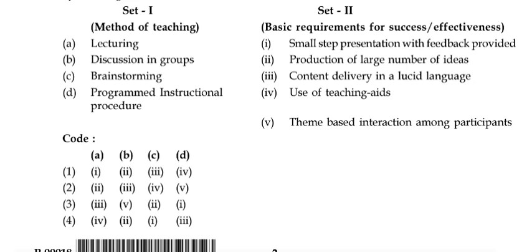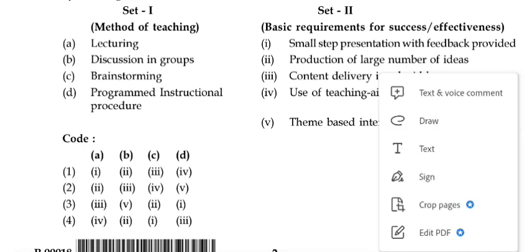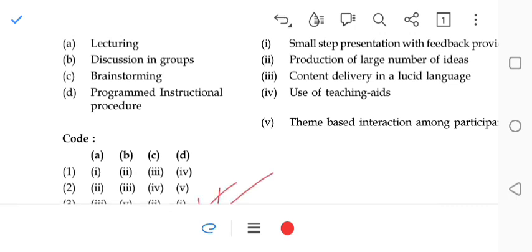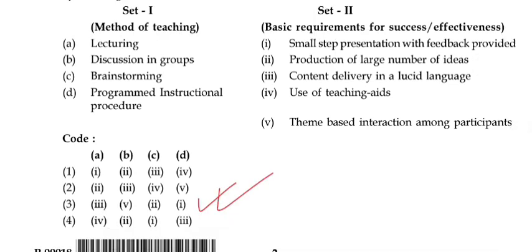Correct option will be 3. That means A, lecturing will be related to content delivery in a lucid language. Lucid means in a very simple and comprehensible language. Then B5, discussion in groups, it will be theme-based interaction among participants. C2, brainstorming will be related to production of large number of ideas. Then D1, program instructional procedure, it will be related to small steps presentation with feedback provided. Got it? Now let's move on.